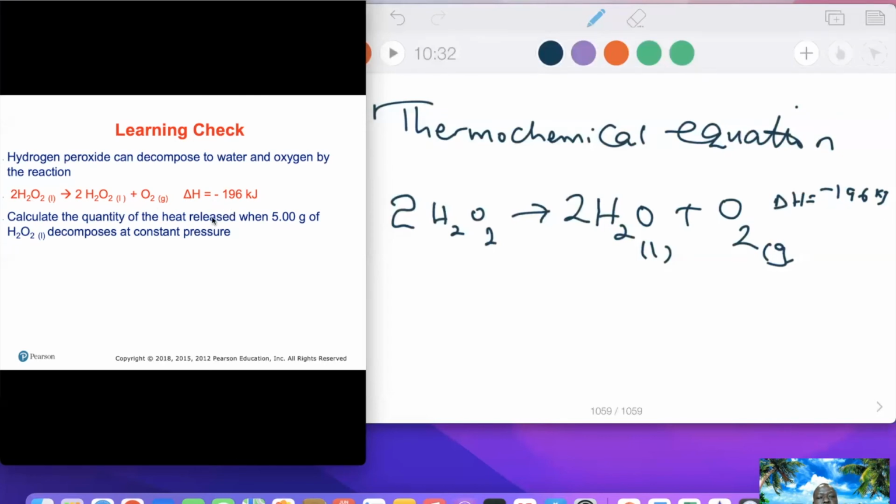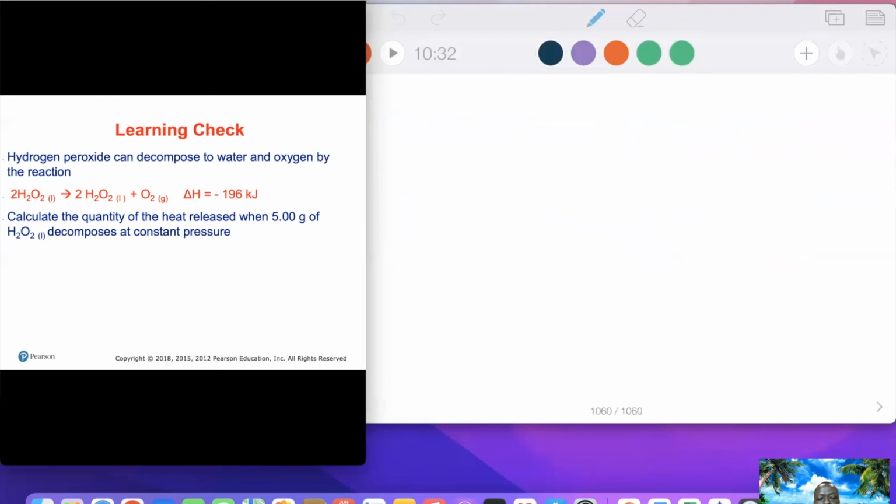It is an extensive property, which we talked about. So how will you determine that? You need to find the number of moles. We're going to set up the equation, but we need to find the molar mass. From chapter 3, stoichiometry, you should be able to convert from mole to mass, and mass to mole. Here we need to convert 5 grams of hydrogen peroxide in order to use the thermochemical equation to find out how much heat is given off.